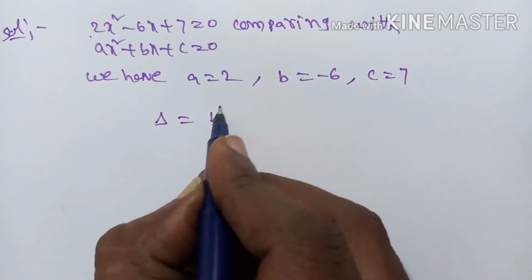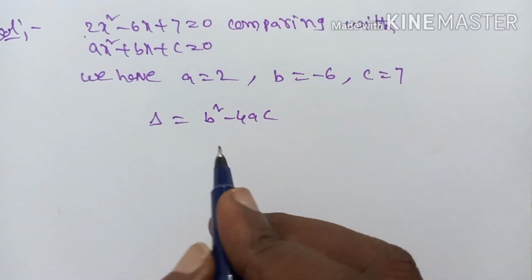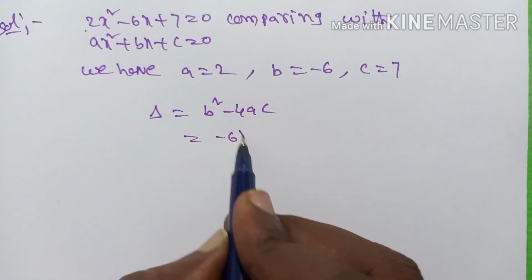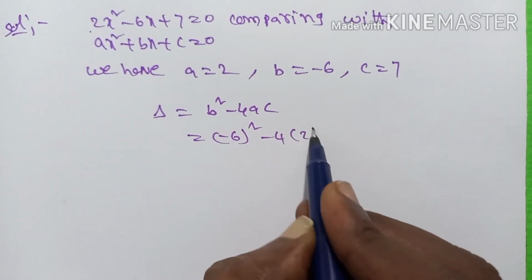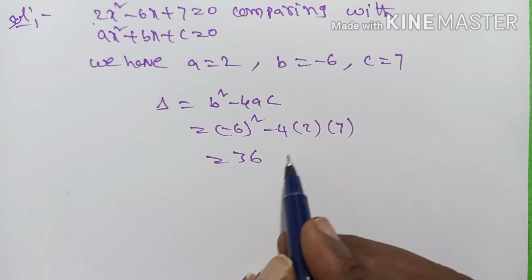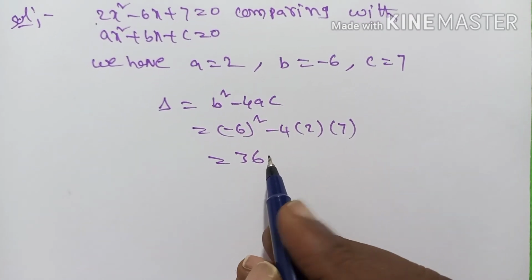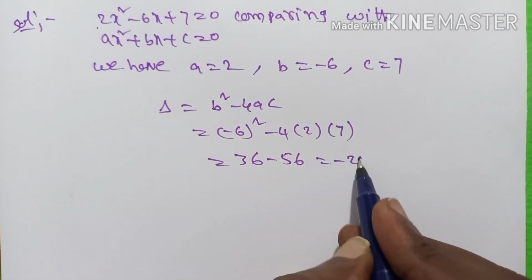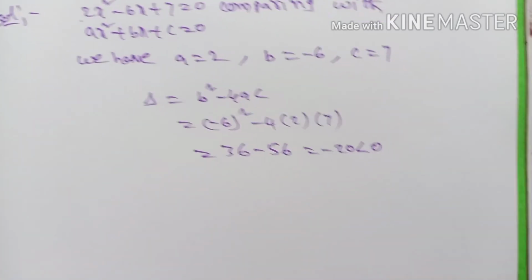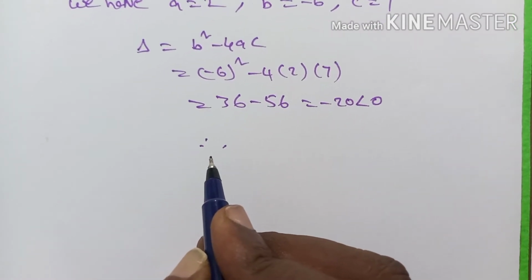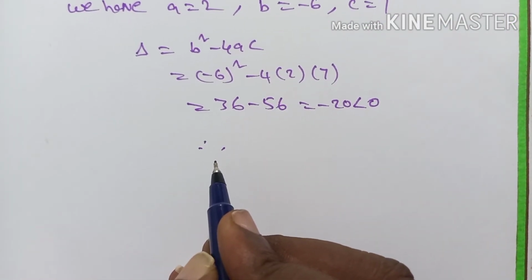Discriminant delta is equal to b square minus 4ac. Substituting the a, b, c values in this formula: minus 6 whole square minus 4 into 2 into 7. That is 36 minus 56, which is equal to minus 20, less than 0. Therefore the roots of the given equation are non-real complex numbers.